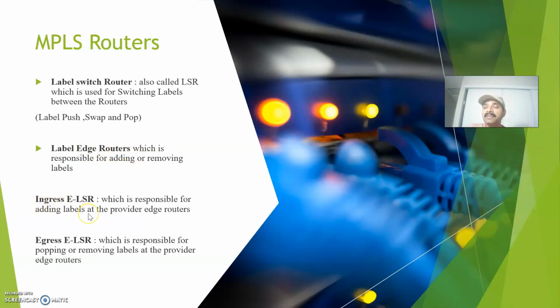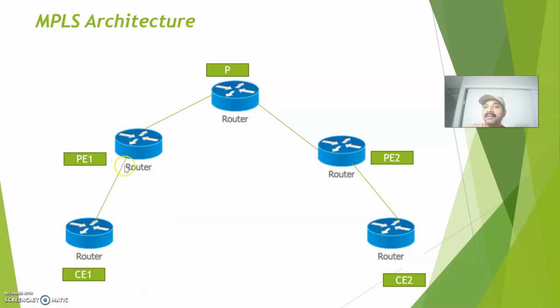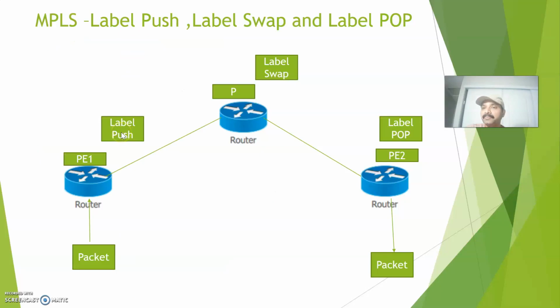And what is ingress ELSR and egress ELSR? Both are doing the same thing. The only difference is that the ingress at the transmitting end will be adding the label, and the egress ELSR at the receiving end will be removing or popping the label. So that is the only difference you have to understand about this MPLS router.